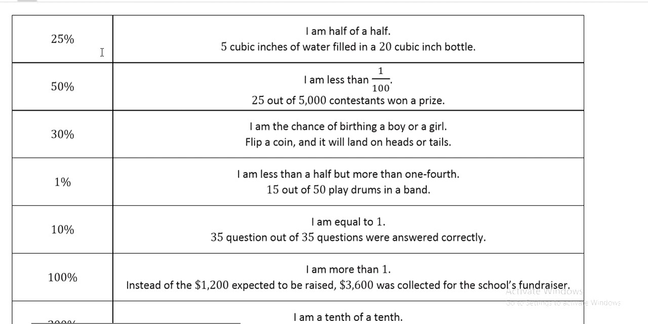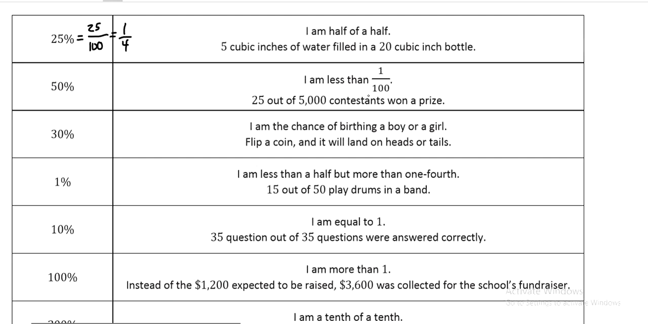25%. We know that we can turn that into a fraction and a decimal. Let's go ahead and do that. So 25% is equal to 25 over 100, which is also equal to 1 over 4. We could turn it into a decimal also, but let's see if that written as a fraction helps us come up with something.